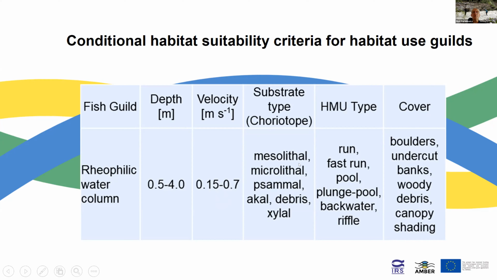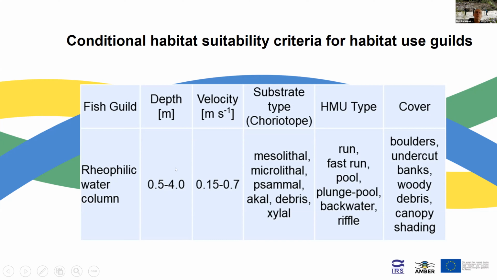The substrate type is based on the Austrian norm, which divides substrate into choreotopes. And the reason is that the choreotopes are associated with benthic habitats. So the choreotope classes are associated with specific composition of benthic fauna, so food for fish, right? That's why we are not using the most common classification, but we use this classification because it better describes the habitat conditions for the species or for the species groups. Then we define hydromorphologic unit type, run, fast run, pool, plant, backwater, river, as well as the cover attributes that should occur there: boulders, undercut banks, wooded debris, canopy, and shade. If you have all those five attributes in one hydromorphologic unit that you actually map, then this will be an optimal habitat. If, let's say, three of them will be there, then you will say, okay, this is suitable habitat.